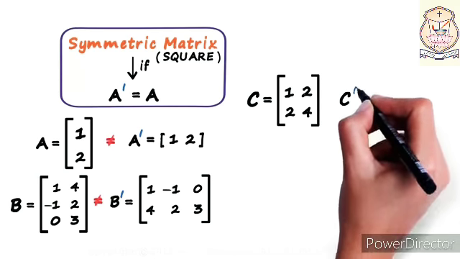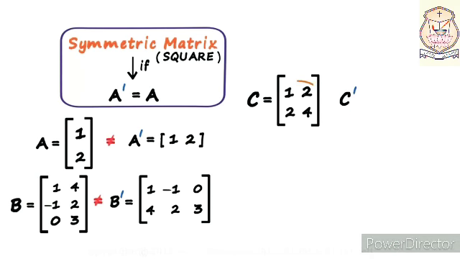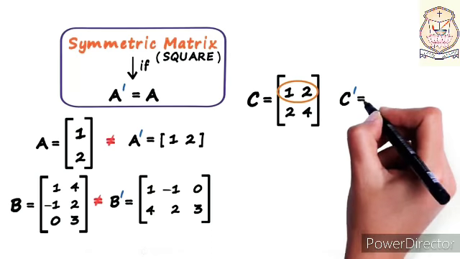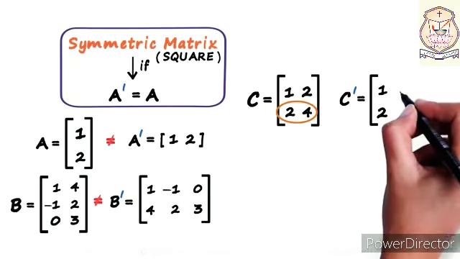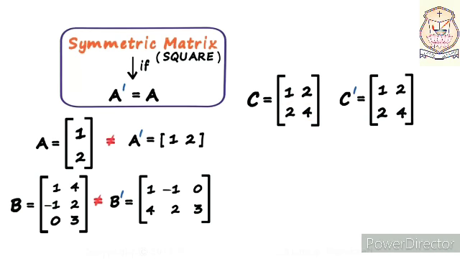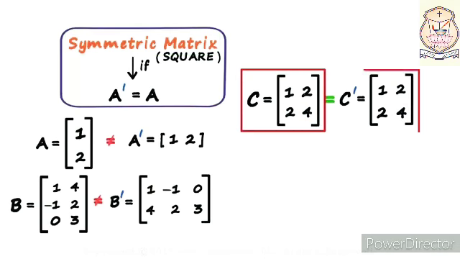We find C transpose to know the answer. The first row becomes the first column, 1, 2, and the second row becomes the second column, 2, 4. Clearly the two matrices are equal. Same order and the corresponding elements are equal. 1 and 1, 2 and 2, 2 and 2, 4 and 4. Matrix C is a symmetric matrix as its transpose is equal to itself.